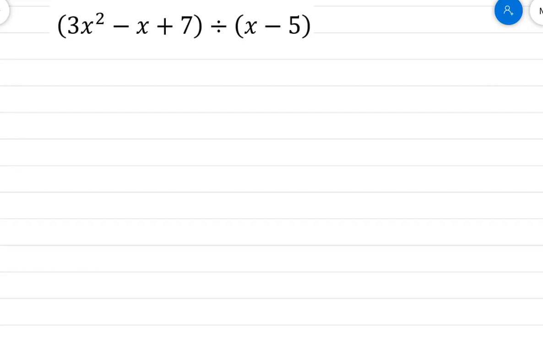We are going to use synthetic division to solve this problem. So I am going to look at my divisor and ask what number will make my divisor 0? 5 minus 5 is 0. So 5 will make it 0. This number is going to go in a box.